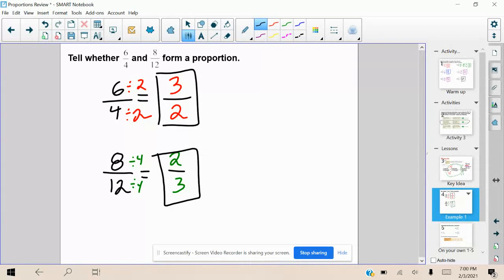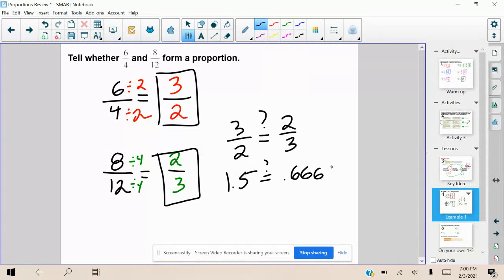So now we have to ask ourselves, is 3 over 2 equal to 2 over 3? No, it's not equal. They're the same numbers, but they're in different locations. These fractions are not equivalent. If you were to type it into a calculator, 3 over 2 would give you 1.5. 2 over 3 would give you 0.6666 repeating. Those are not the same decimals. They're not the same fractions, which means they do not form a proportional relationship. So our final answer would be no.